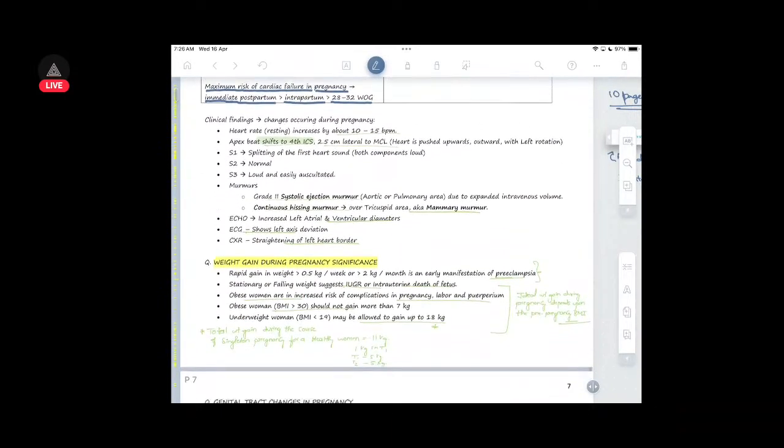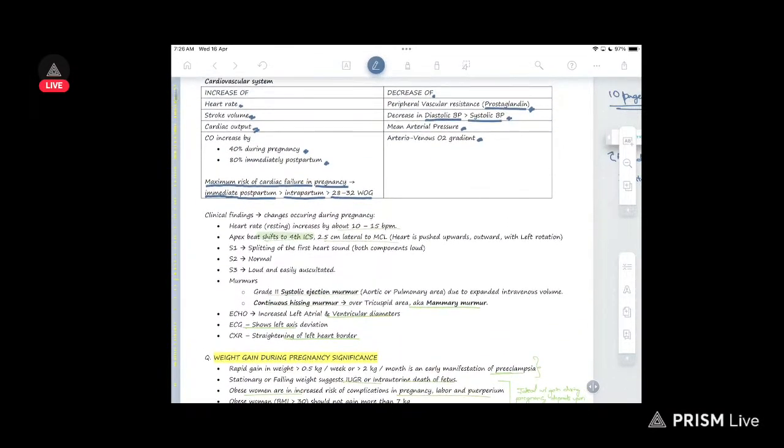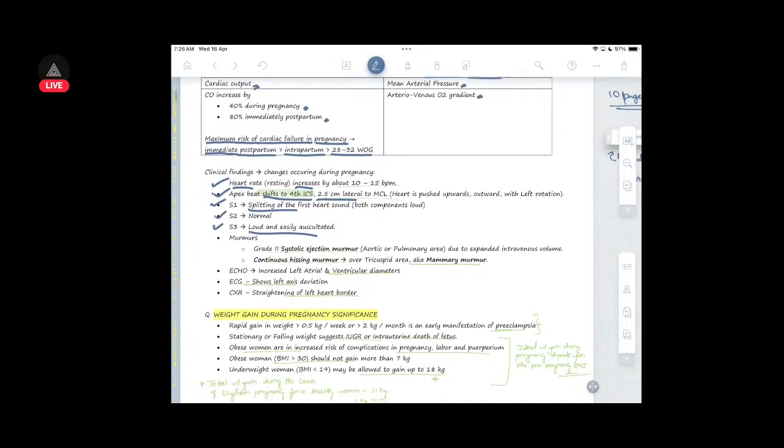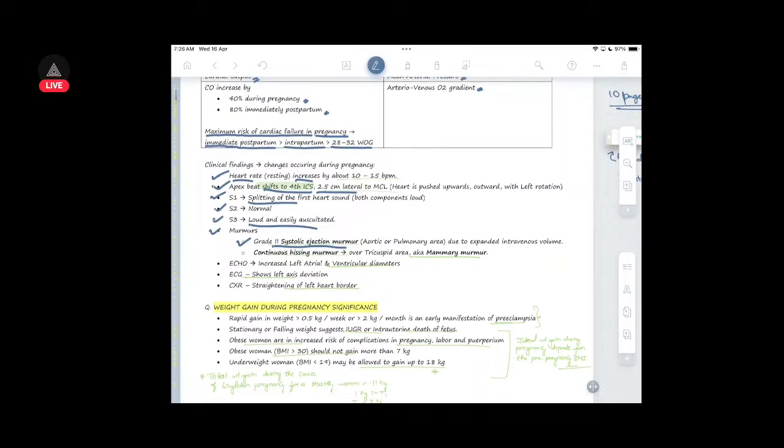So clinical features, changes which occur during pregnancy. Heart rate increases. Apex beat shifts to the 4th intercostal space, a little bit lateral. S1 splitting will be there. S2 will be normal. S3 will be loud and easily auscultated.